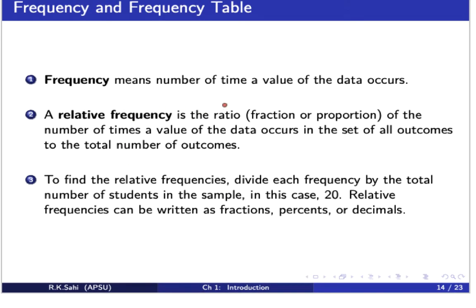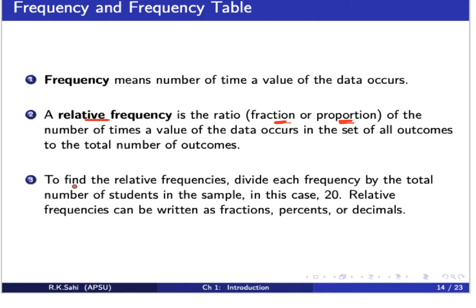Now, frequency means the number of times a value of the data occurs. A relative frequency is the ratio of the number of times a value of the data occurs in the set of all outcomes to the total number of outcomes. So, relative frequency is like a fraction or a proportion. We're going to do an example which will explain what I'm saying over here. So, just hold on for a second.